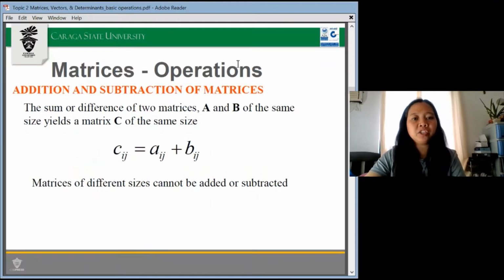Addition and subtraction of matrices. The sum or difference of two matrices, matrix A and matrix B, of the same size yields a matrix C of the same size. So the rows and columns of matrix A, Aij, and Bij should yield the same size of matrix C. So matrices of different sizes cannot be added or subtracted. Take note of that.